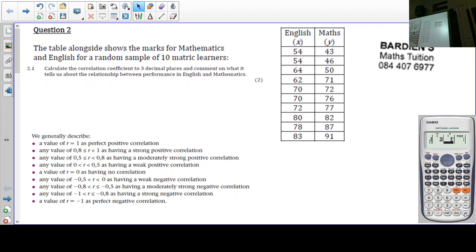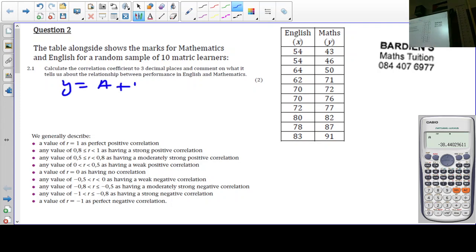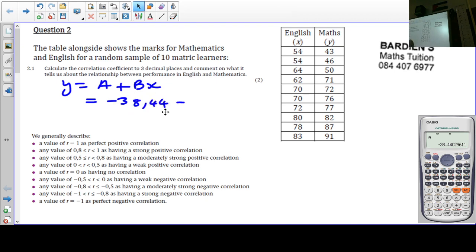Okay, so what we do thereafter, we press AC, we're going to store the data, then we press shift 1 again, and then we're pressing 5 for the regression line, 1 for A equals, gives you negative 38,44. So you've got y is equal to, remember it's going to be a plus bx. So y is equal to negative 38,44, plus, I think it should be plus in this case.